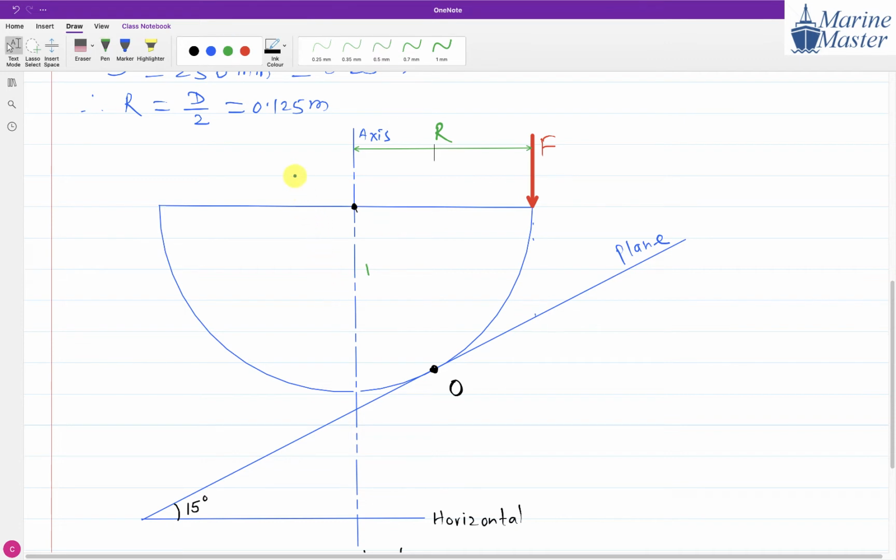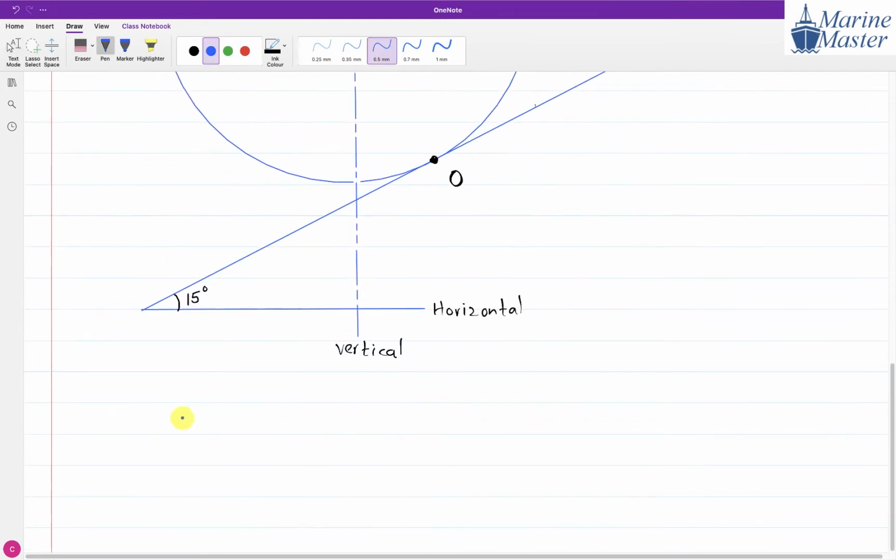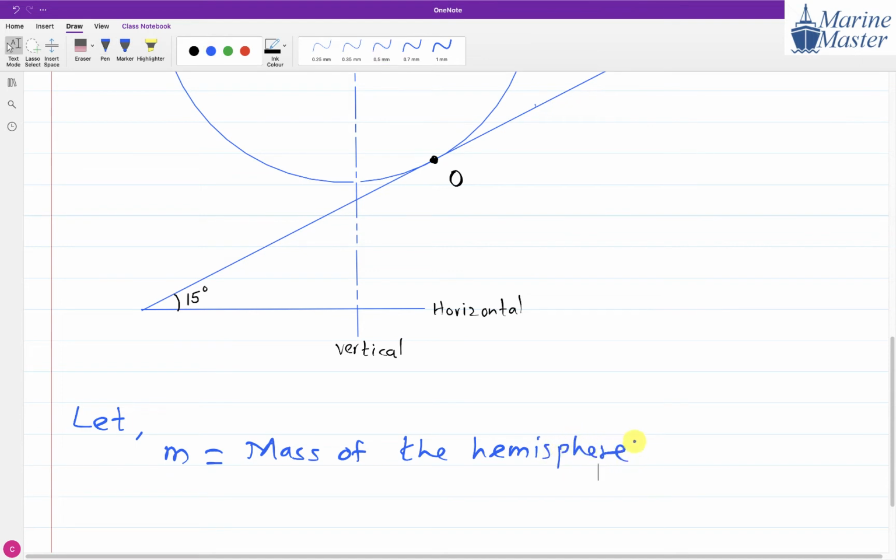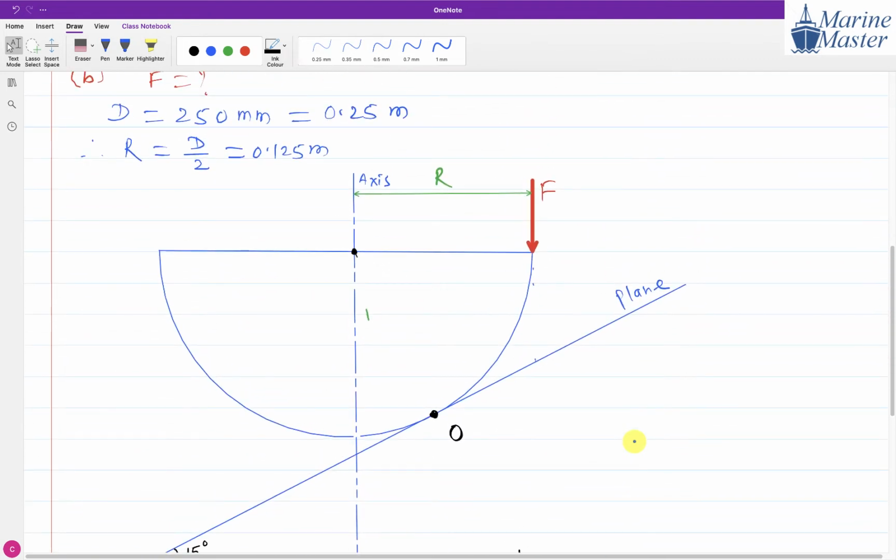Suppose we assume, let m be the mass of the hemisphere. Try to understand the scenario. Let m be the mass of the hemisphere. So now, what will the weight be?